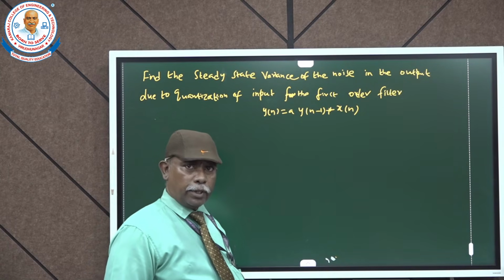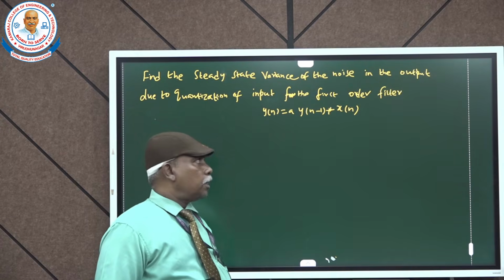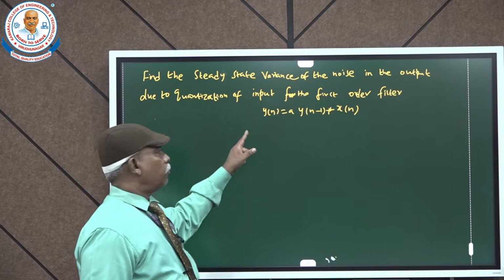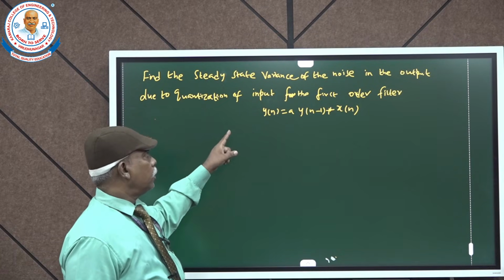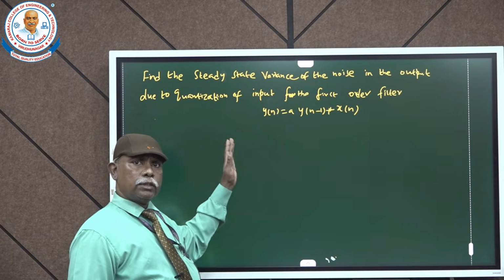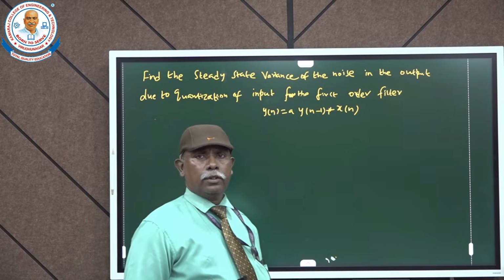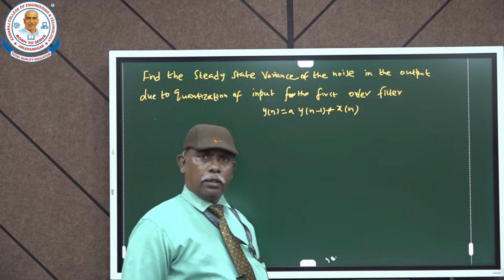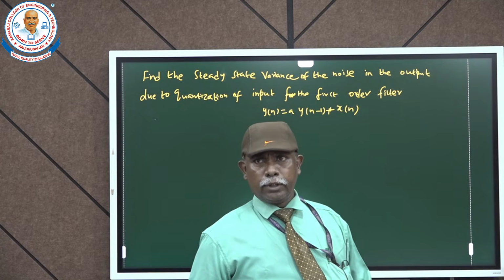So e of n is given as the input and epsilon n is available at the output. Because y of n minus 1 is there, it is called a first order filter. Here the system function is given as y of n is equal to a into y of n minus 1 plus x of n. This is the filter or system equation. From that we have to find out the transfer function.